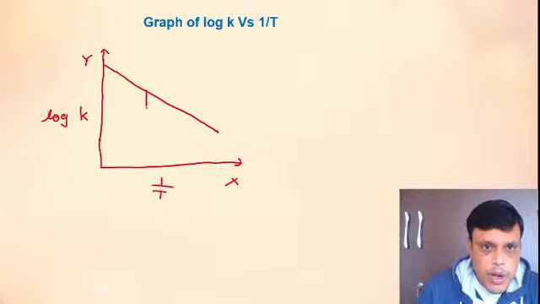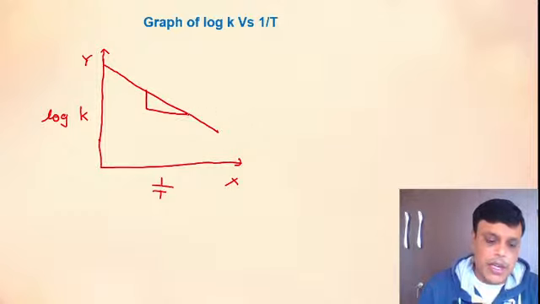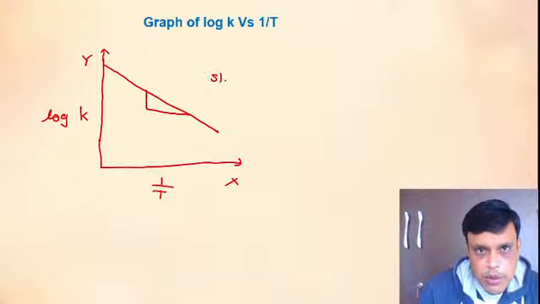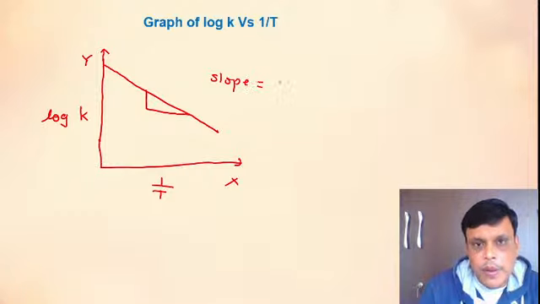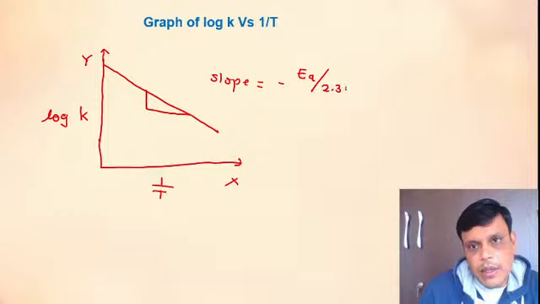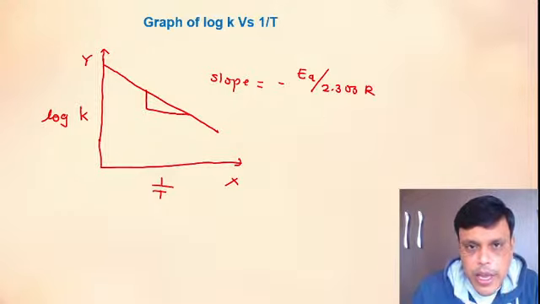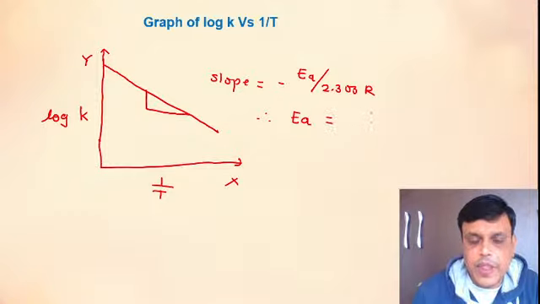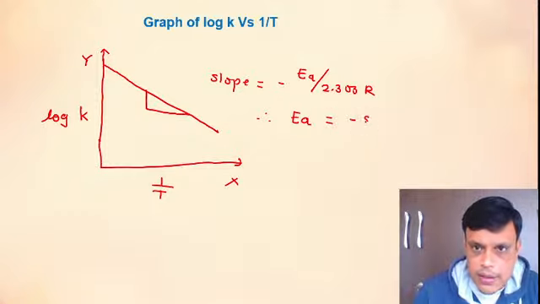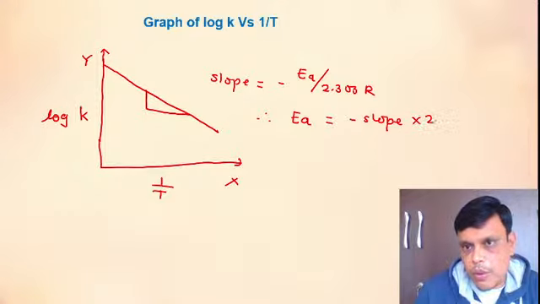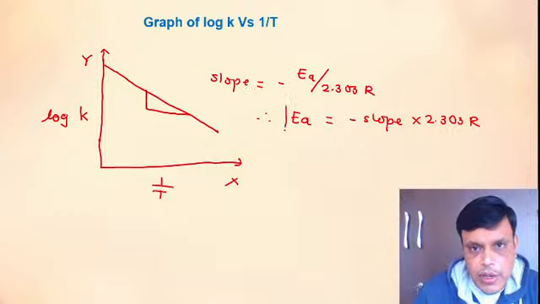So if you calculate the slope, the slope is equal to minus EA by 2.303 R. And if you want to calculate the activation energy, we'll rearrange it. EA is equal to minus slope into 2.303 R. So by using this equation, you can find out the energy of activation.